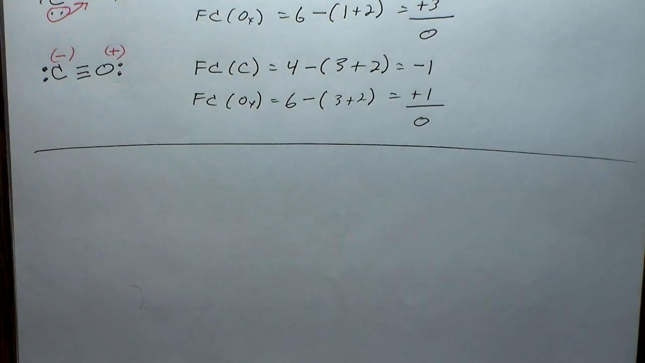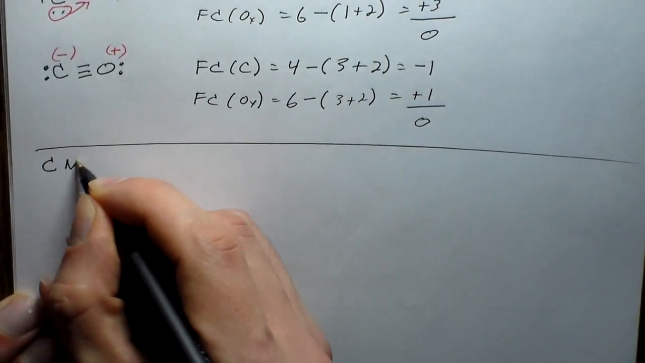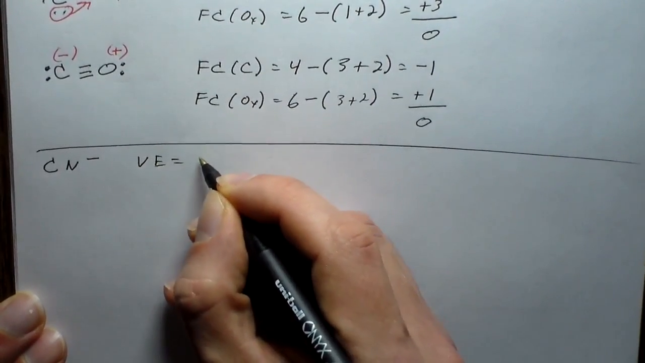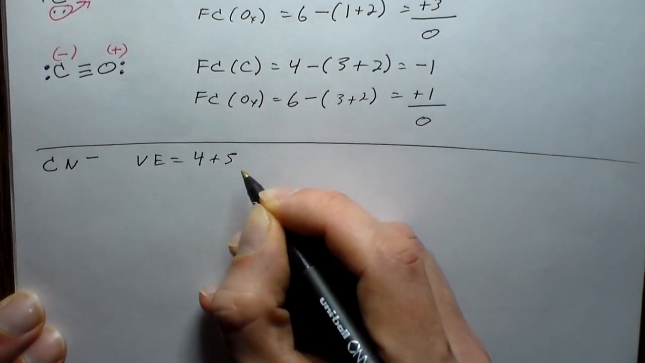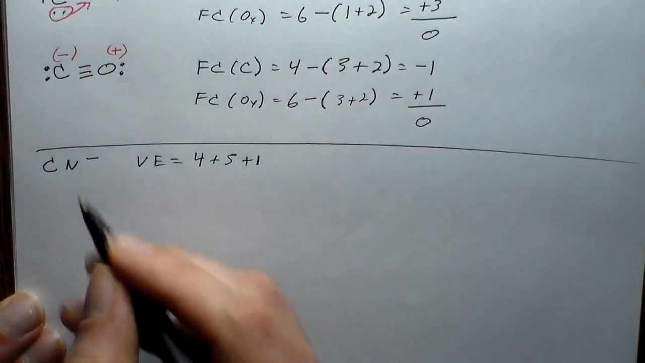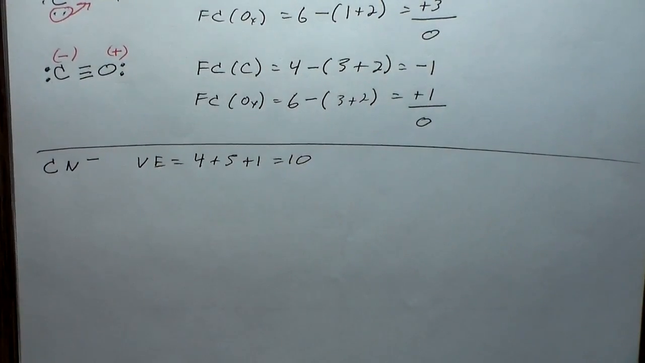All right, and then next up we can look at the cyanide. All right, and this is going to be very related to this. So cyanide, remember, is CN-. So the valence electrons I have in this case are going to be 4 for the carbon, 5 for the nitrogen, but notice I have a -1 charge here. So I need to add this 1 extra one because of my -1 charge. So this is also going to have 10 valence electrons to it.